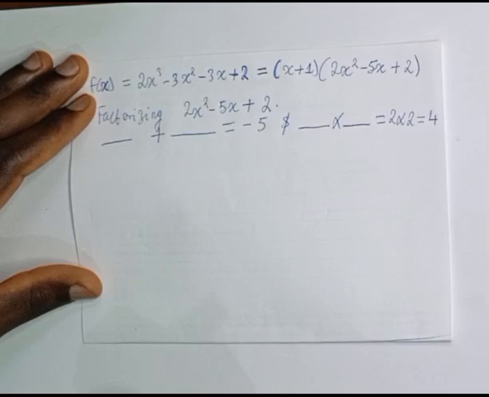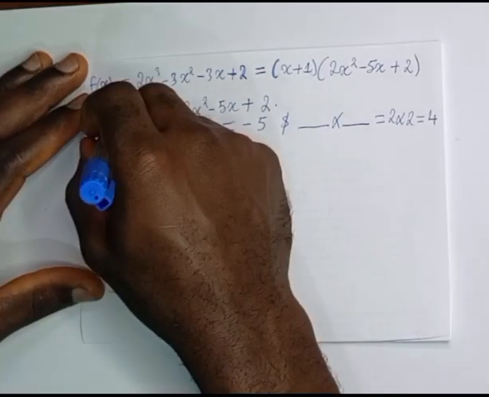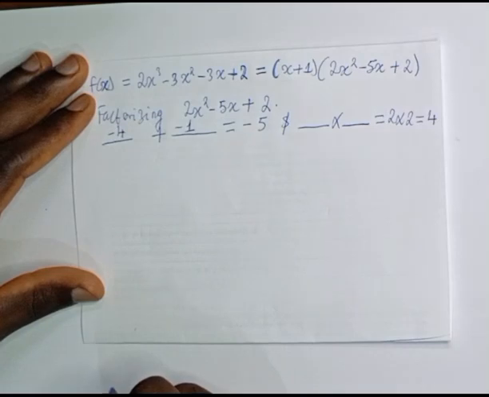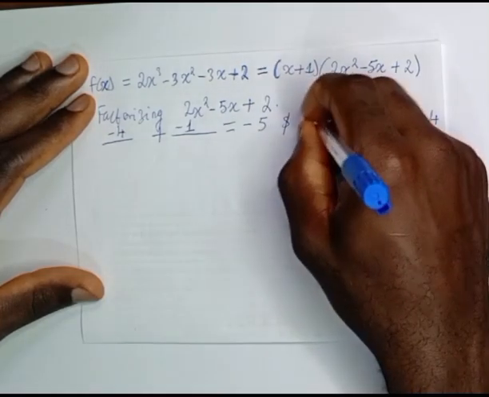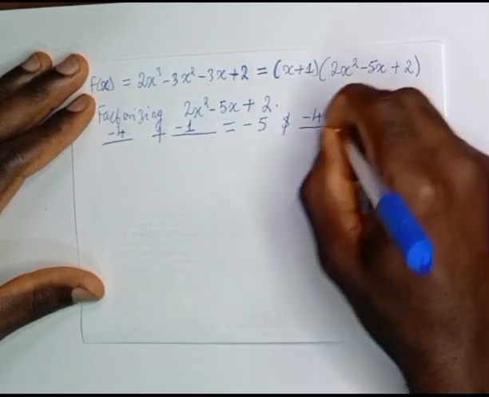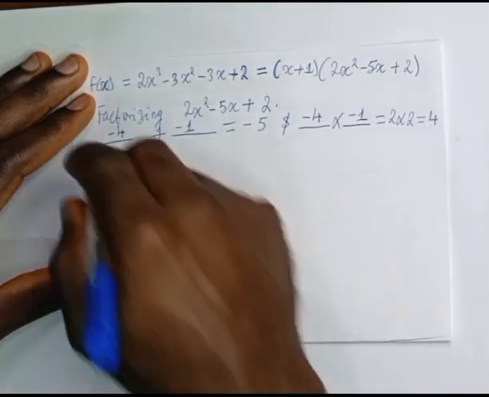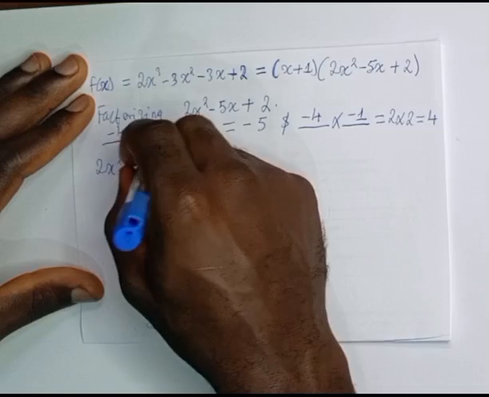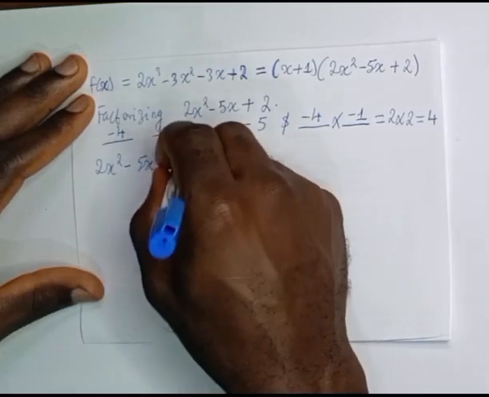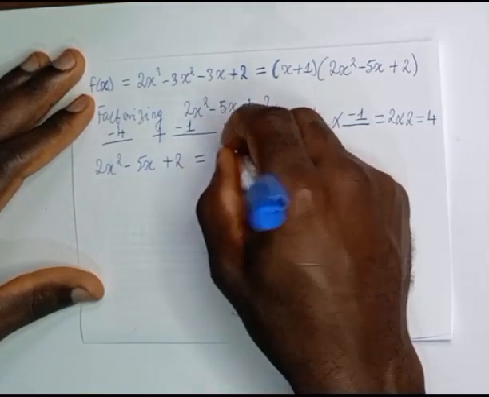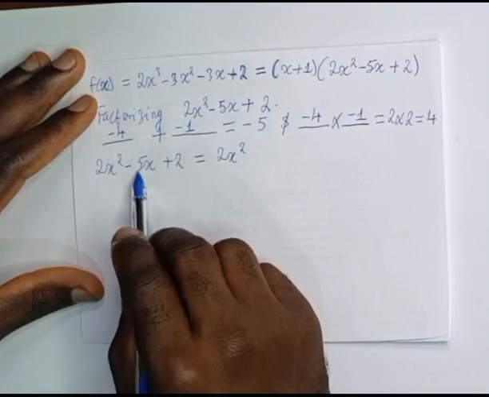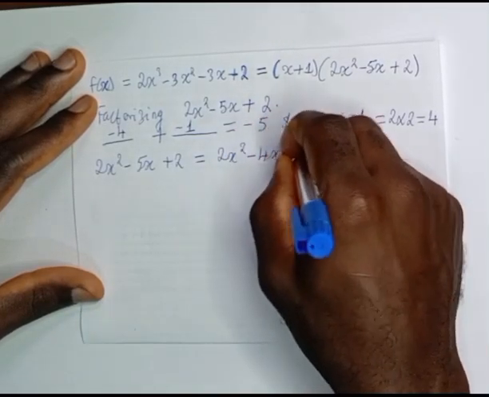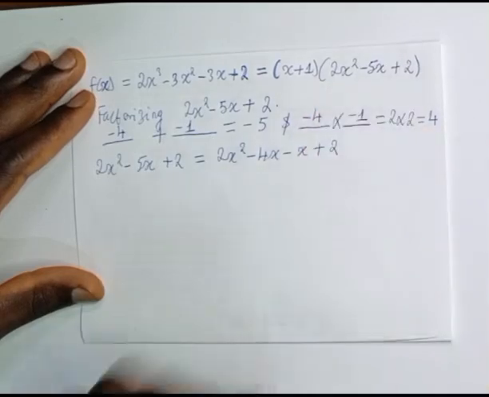You can see that if we make use of the numbers negative 4 and negative 1, negative 4 plus negative 1 gives us negative 5. Negative 4 times negative 1 gives us 4. This will give us 2x squared minus 5x plus 2 to be equal to 2x squared, negative 5x, which we can express as negative 4x minus x plus 2.